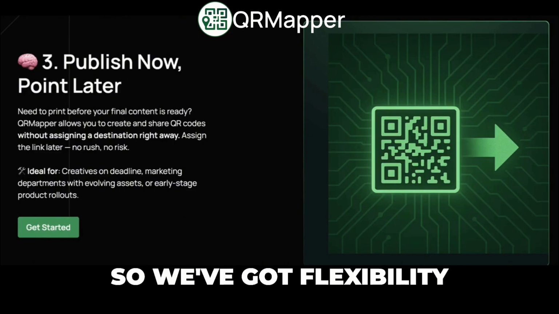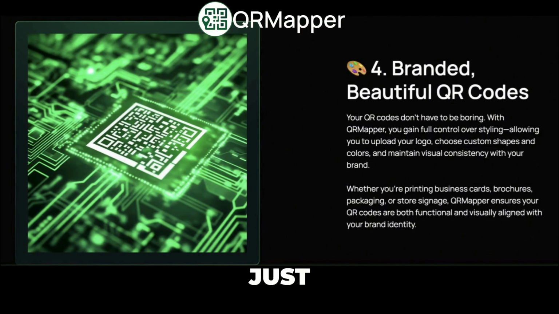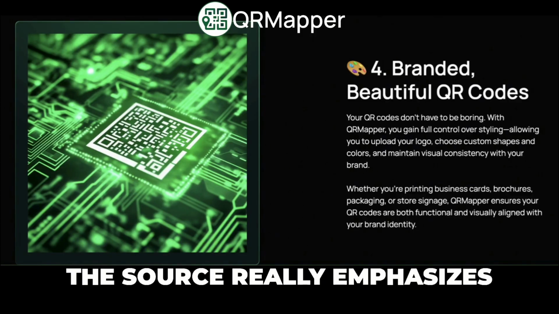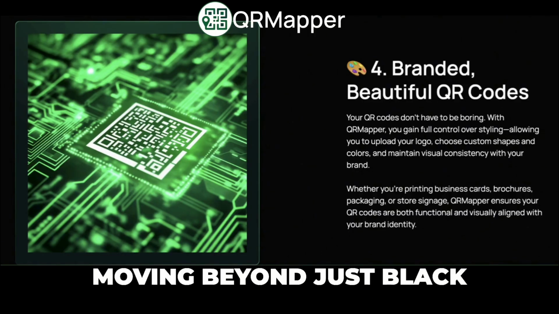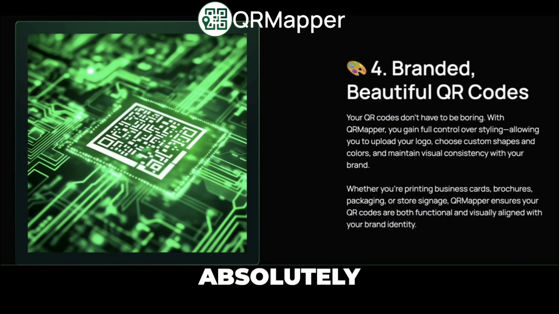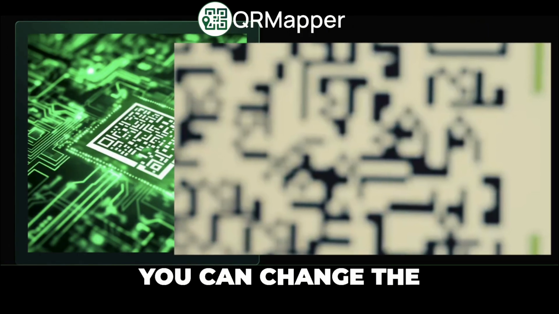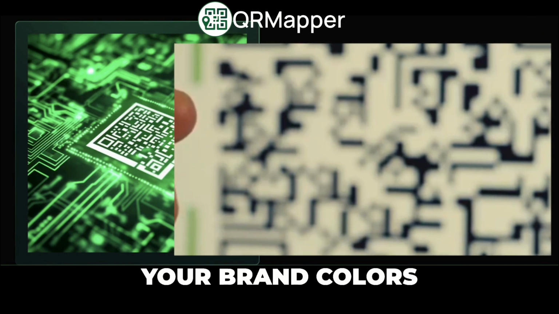Okay, so we've got flexibility in where it goes, when it goes there, even creating it before you know where it's going. And that's where branded, beautiful QR codes come in. The source really emphasizes getting full control over the styling. Meaning moving beyond just black and white. Absolutely. You can upload your own logo to sit right in the middle of the code. You can change the shape of the little dots or squares. You can pick custom colors, your brand colors.